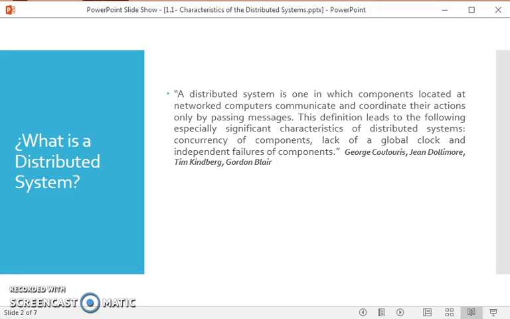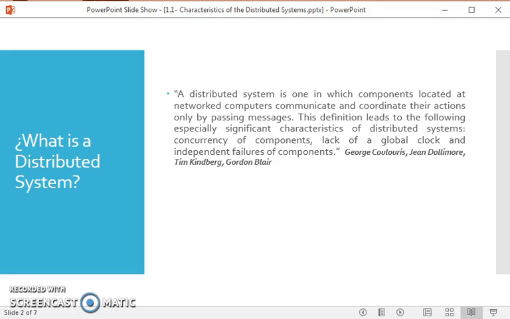This definition, as you see, touches several very important aspects of a distributed system, the main one being that it is composed of different networked computers that communicate and coordinate between them.